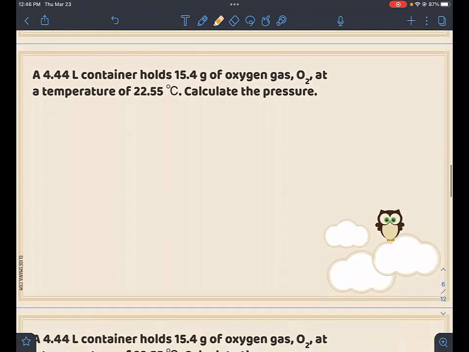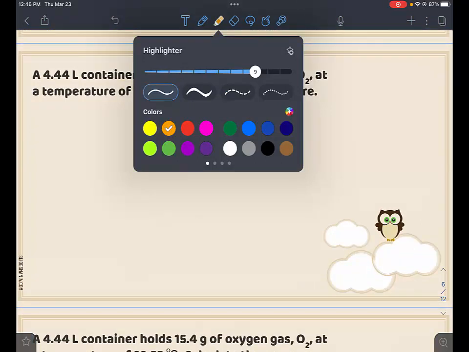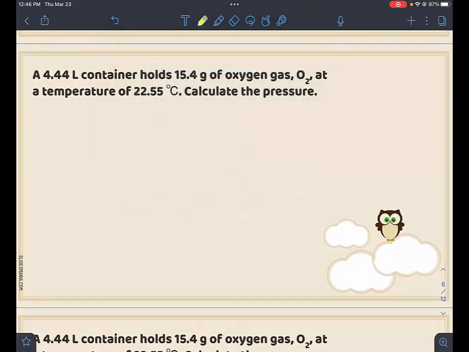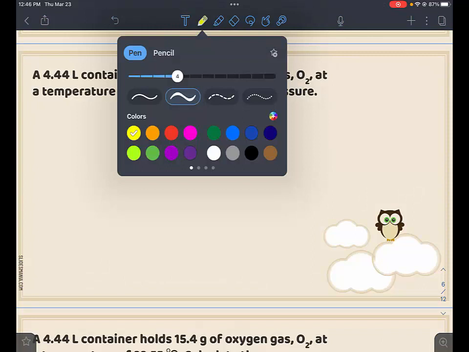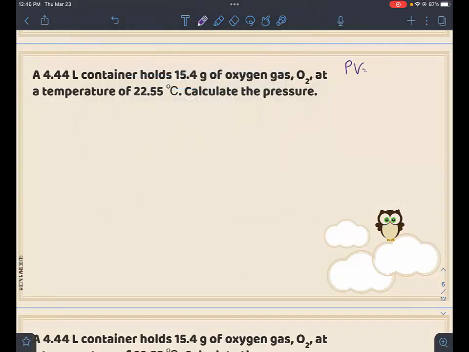So let's just move on, and we are just going to jump right into solving some problems. The key thing to remember is that we use the ideal gas law, PV equals nRT, if we have a word problem describing a gas that is undergoing no changes. It is just sitting there doing nothing.